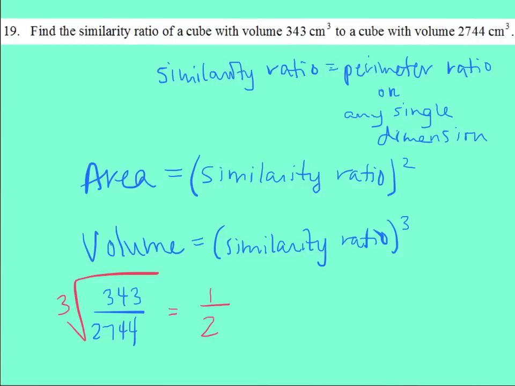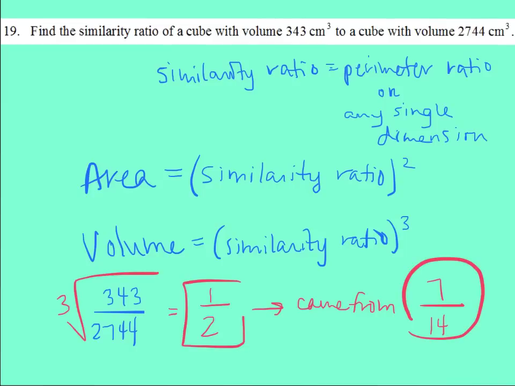Now, if you do that all in one step, your calculator will simplify it for you. But if you take the cubed root of 343, let me show you what it came from. Cubed root of 343 is 7. If I take the cubed root of 2,744, that's 14. So your calculator automatically reduces that 7 over 14 to get your final answer of 1/2. So that is your similarity ratio.